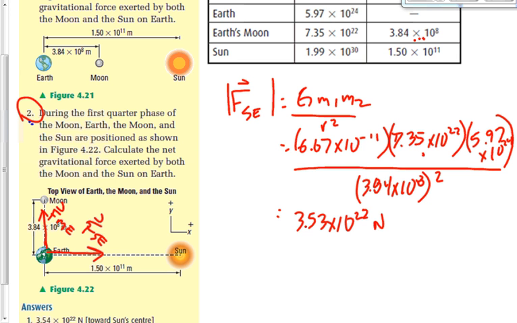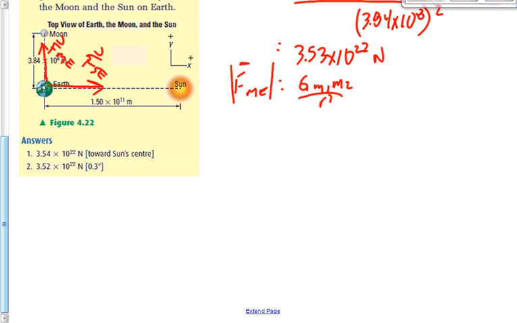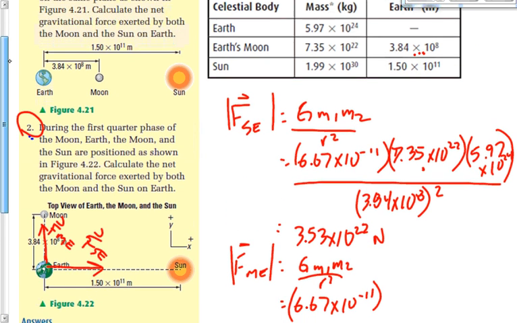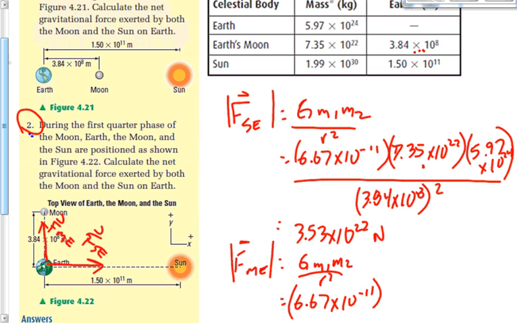Let's find the force of the moon on the Earth. It's G times M1 times M2 over R squared. We get 6.67 times 10 to the minus 11 again. The mass of the moon, I should say, is, wait a second, what have I done there? What have I just calculated? What did I calculate up top there? There's a mistake there, I think.